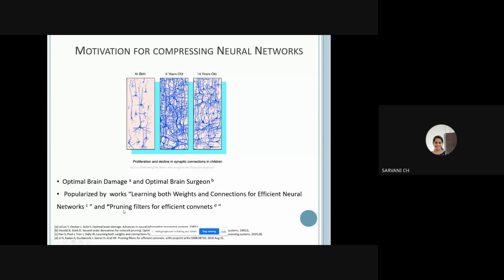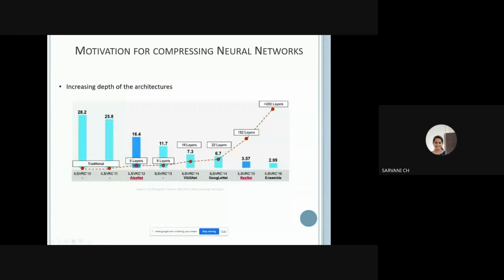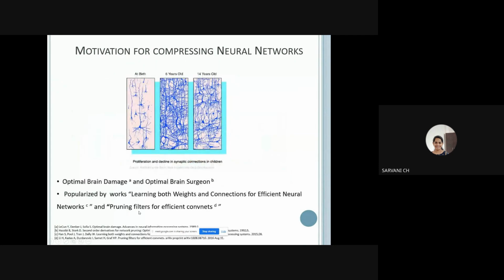And in 2015 and 16, two more popular works were introduced by Han et al. and Li et al.: Learning both weights and connections for efficient neural networks, and Pruning filters for efficient convnets. These formed the basis for many of the compression works. You might be aware of this work, Pruning filters for efficient convnets, where the simple L1 norm of the filter weights is used for filter pruning.